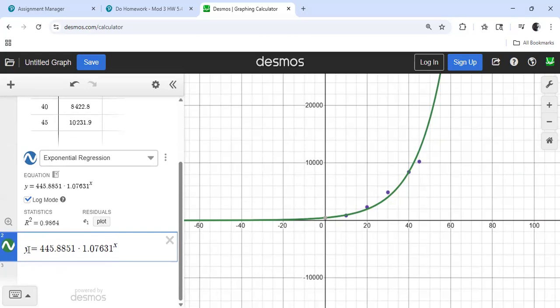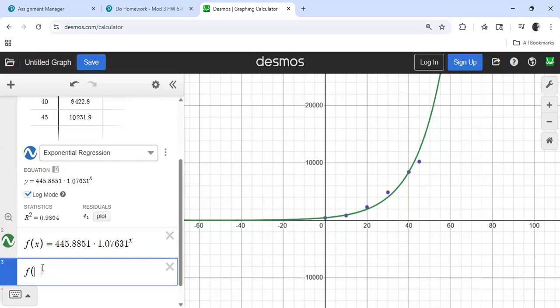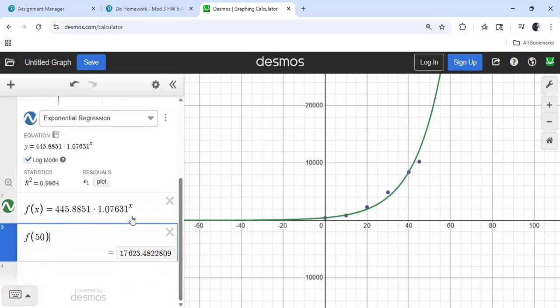Or I can also just use this. I guess I can call it a function, or I can add a table to it. I'm just going to replace it with the function notation. And then I can just type f of 50. And it's telling me 17,623.48. So that's actually using the model here. It's unrounded, so hopefully that will be what my MyLab wants.